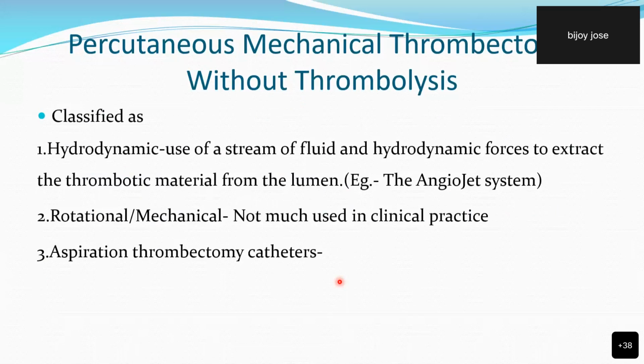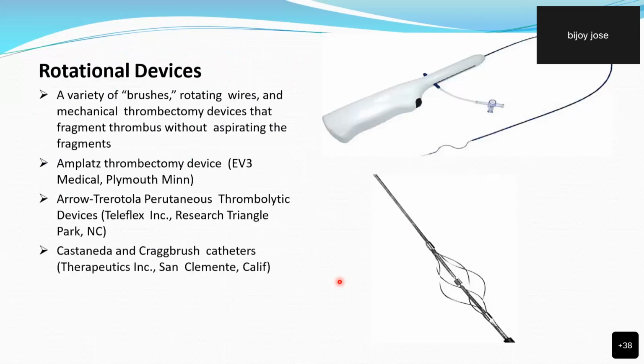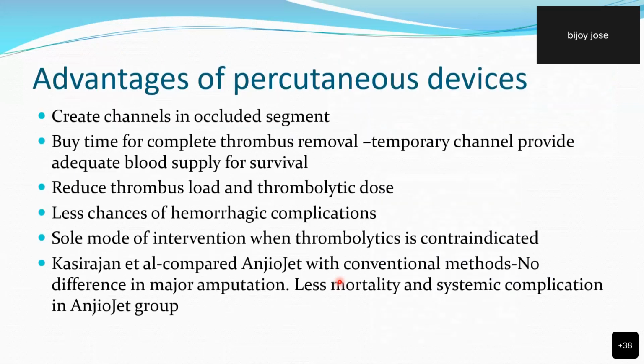Rotational devices are mechanical and not much used in clinical practice because they produce a lot of intimal injury. And the other is an aspiration thrombectomy catheter. Because the rotational device produces a lot of intimal injury, we don't use it nowadays. So what are the advantages of the percutaneous devices? It creates a channel in an occluded segment.